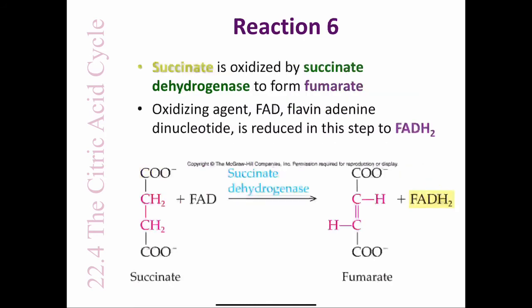In reaction 6, succinate dehydrogenase then catalyzes the oxidation of succinate to fumarate in this step. The oxidizing agent flavin adenine dinucleotide, or FAD, is reduced in this step. Something you always have to keep in mind is that if you have oxidation, reduction must be occurring as well. The succinate is being oxidized by the loss of 2 hydrogen atoms to produce fumarate. Those 2 hydrogens are used to reduce FAD to FADH2.